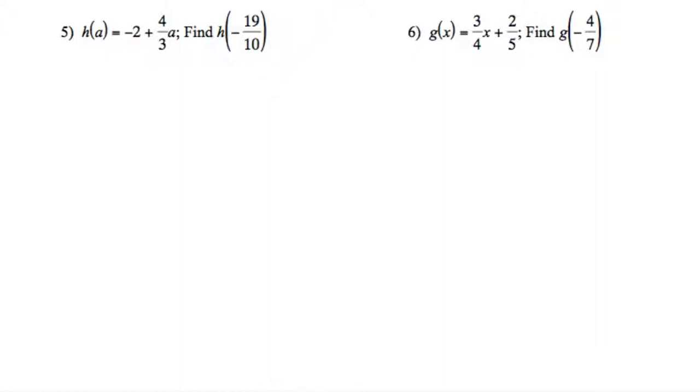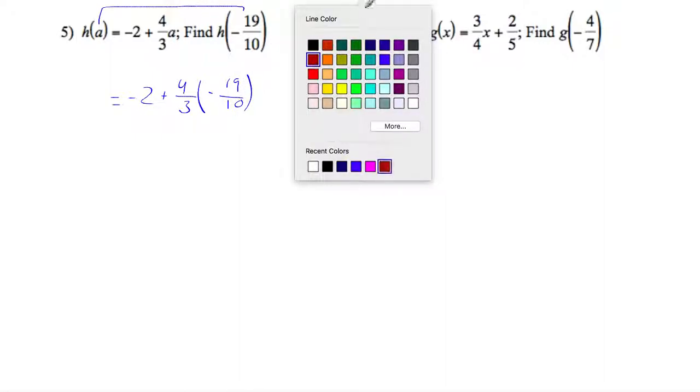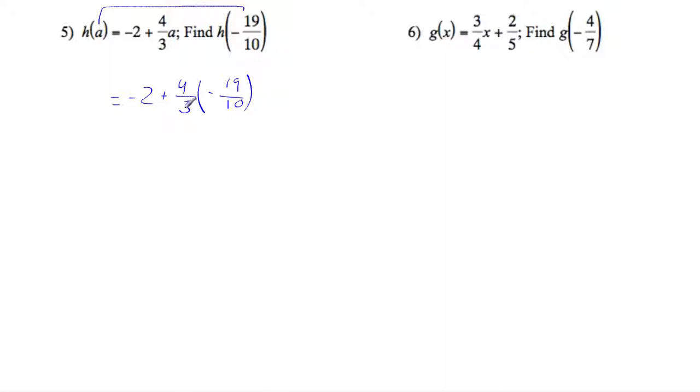And then, of course, we could have some fractions here. So the difficult part here should not be plugging in, but for many people it is dealing with the fractions. So again, I have h of a is equal to this function. So I'm going to plug in, instead of a, I'm going to replace that with negative 19 over 10. So I'm going to get negative 2 plus 4 thirds times negative 19 tenths. Now when I'm multiplying here, first thing I want to look at is any common factors. 3 and 19 are relatively prime. 4 and 10 does have a common factor, so I can reduce this by pulling out a factor of 2. I get 2 and 5.